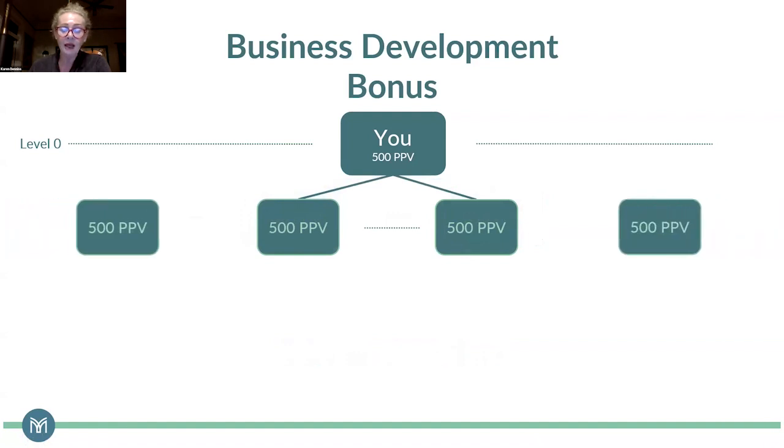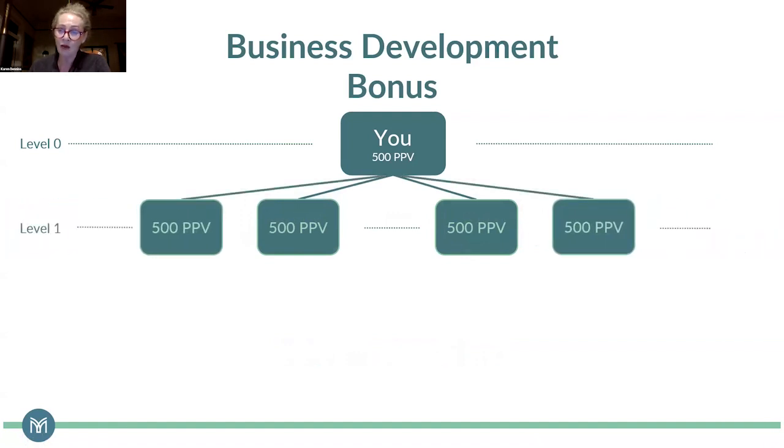Once you get to 4 personally enrolled associates with 500 PPV on their zero level, you now earn the Team 4 bonus, which is $315. So you get 125 for 2, you get 190 for another 2, so it adds up to $315. It will be shown separately on your statements, but it's a total of $315.